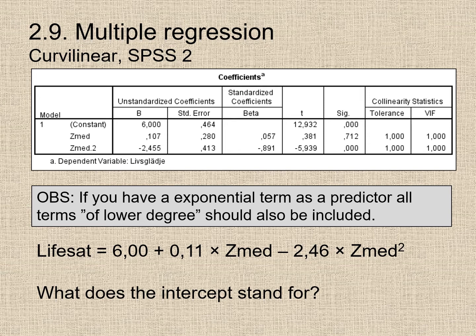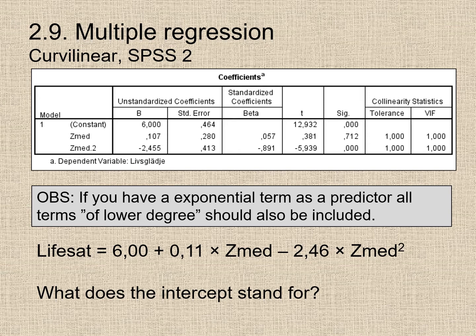So we don't really care that it's not significant here. We still keep it in the model, because otherwise we don't have a curve. What about this intercept, 6? How do we interpret that? And be careful now. When do we predict life satisfaction to be 6?